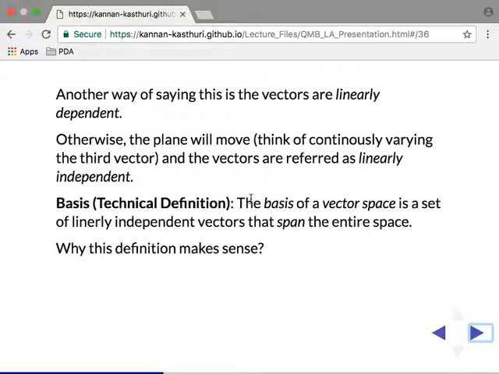The technical definition of a basis is this: a basis of a vector space is a set of linearly independent vectors that span the entire space. So that's the basis definition. That gives you, if you have any vector, you will be able to express that vector in terms of the basis vectors. So why does this definition make sense? Because you would collapse otherwise, right? You could collapse the entire two-dimensional plane into a single line. So a basis is a linearly independent set so that it spans the whole space.